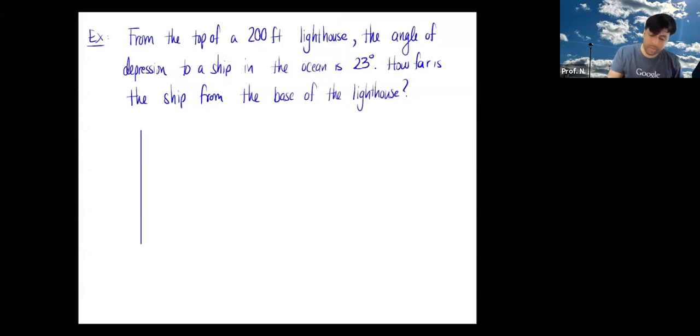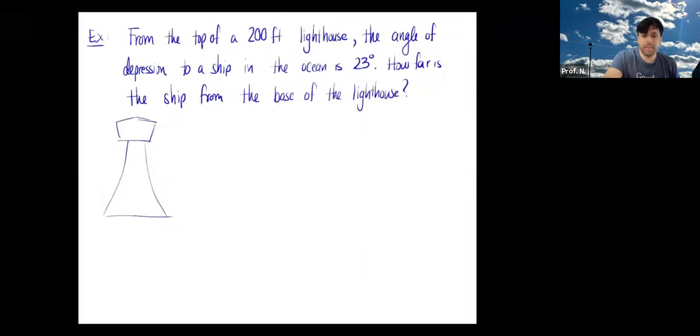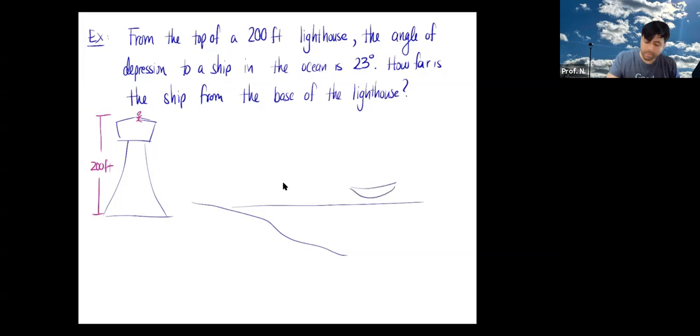So then I draw, right? I create this lighthouse. Again, I'm definitely not a good artist here. But here we have a lighthouse, and we know the height is 200 feet. And then if I'm up here, as an observer up above, I see in the ocean out here a ship.